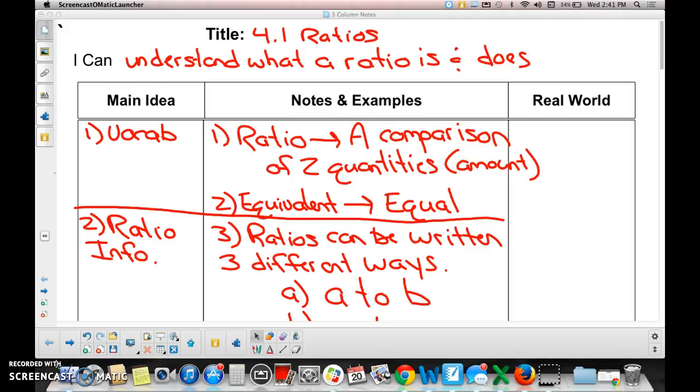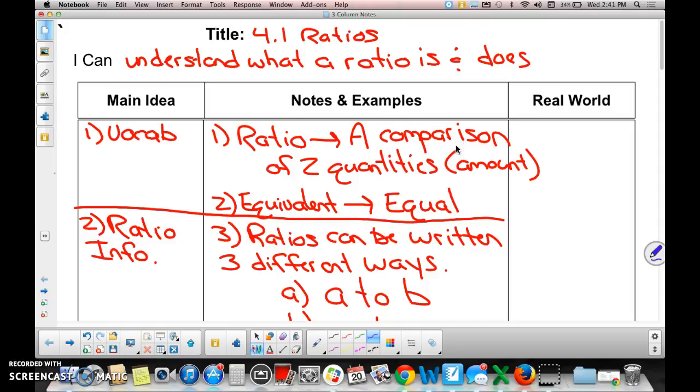The ratio is the comprehension. A comprehension? Careful. A comparison of two. It's a comparison of two quantities. So two different amounts. Samira, what's an equivalent?